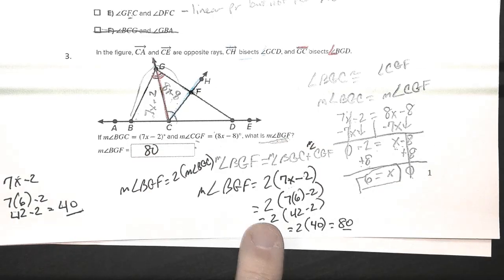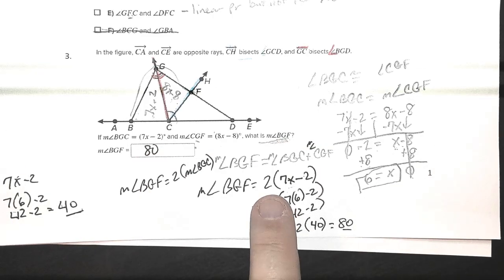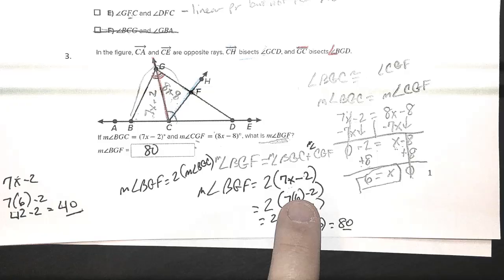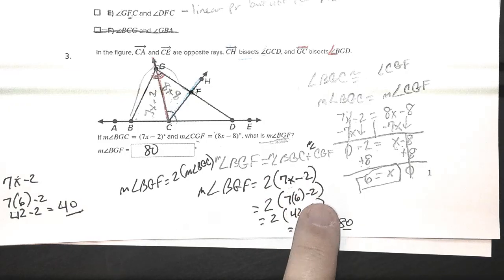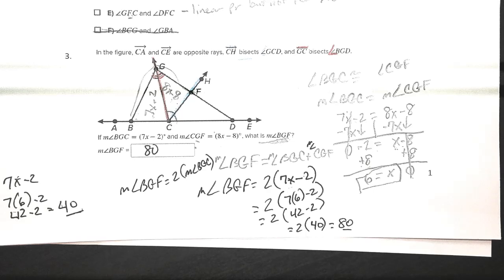So, see why we didn't distribute it? If we had, you get this, right, 2 times 7x is 14x. So that would be this, but you're going to say 2 times negative 2 is going to be negative 4. So you end up with 42 minus 4. So you're wrong because you distributed that and you didn't need to.